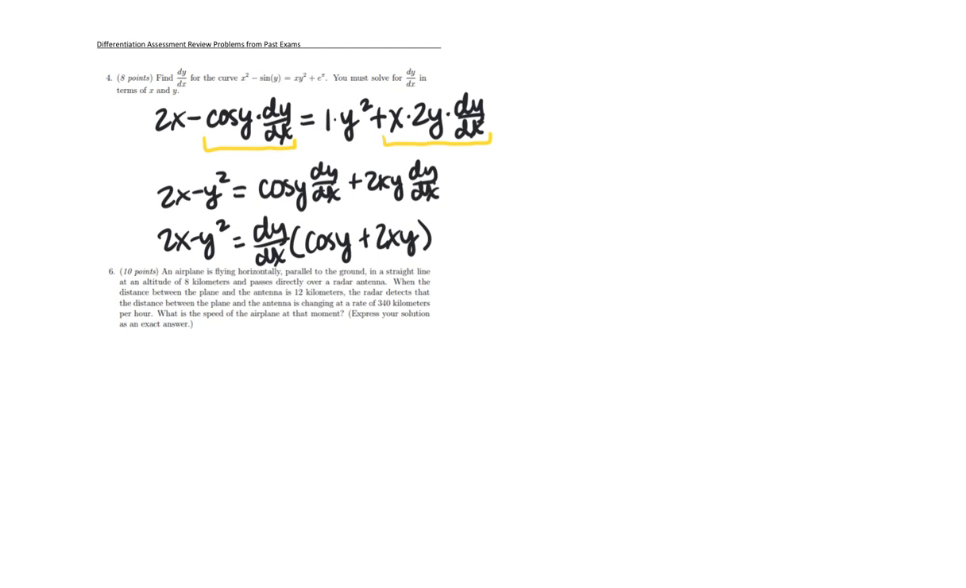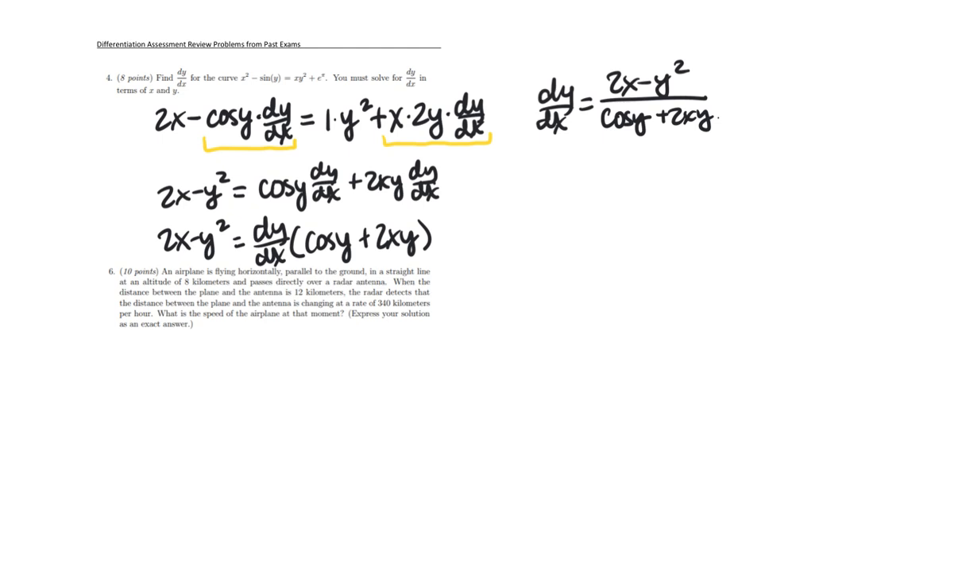And then I can divide by that stuff that's multiplied by the dy dx. So I get dy dx is equal to 2x minus y squared divided by cosine y plus 2xy. And I can just leave it just like that.